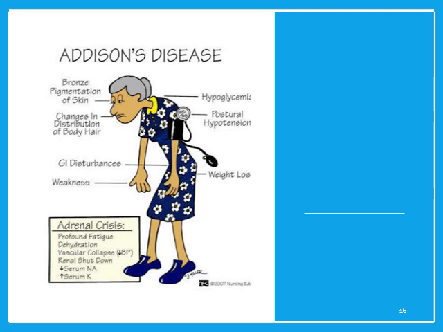So if you're having trouble remembering the differences between these things, I am going to give you an assignment about Cushing's and Addison's. It's important that you know the difference not only for the test, but also for NCLEX. So I would really study these.